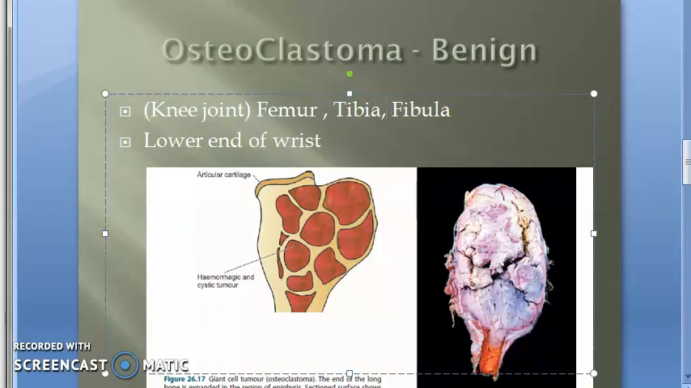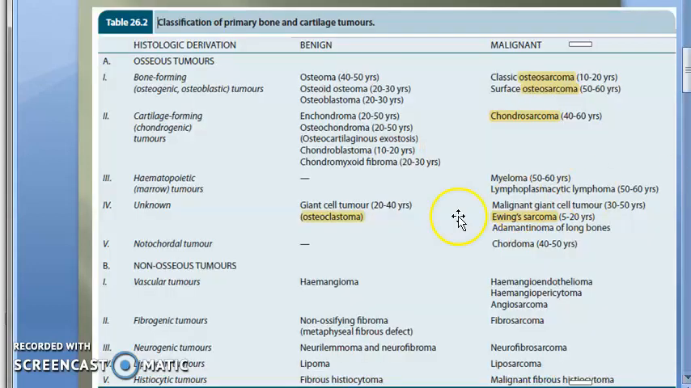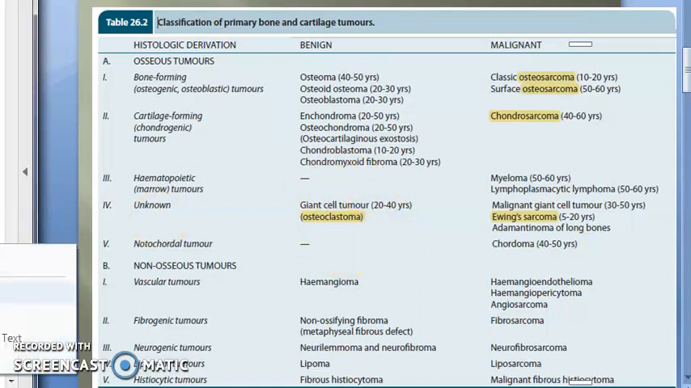The giant cell tumor occurs in patients between 20 to 40 years of age with no gender predilection. So we always use the word gender to distinguish male and female. As you can see here, they are saying that it affects patients between 20 to 40 years of age, and there is no discrimination on the gender.